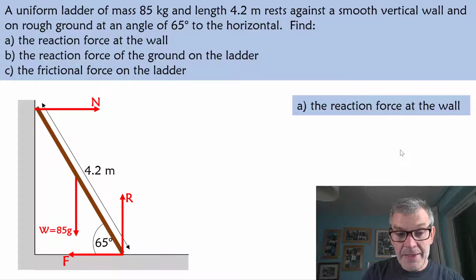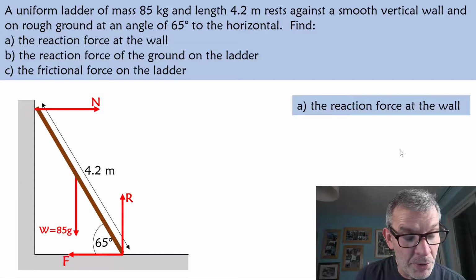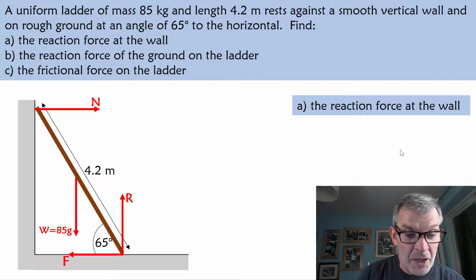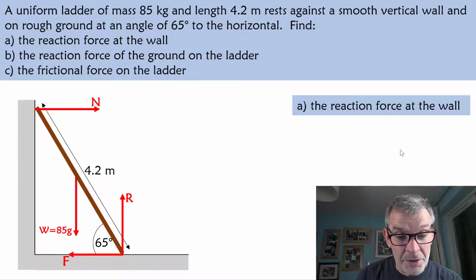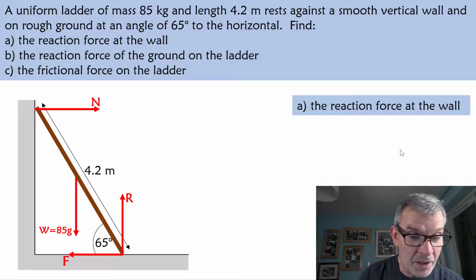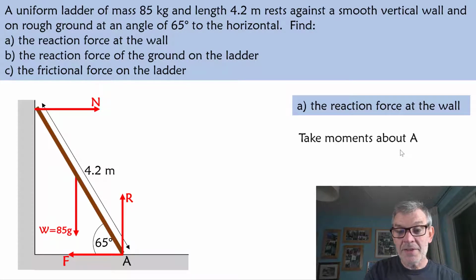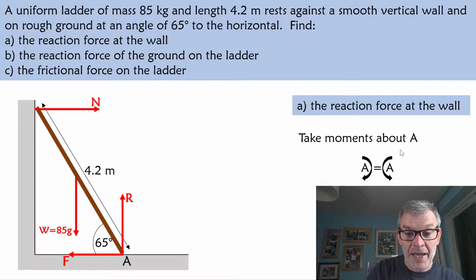The point here is we're going to solve this by taking moments. We can obviously take moments about any point along that ladder. It's always a good idea to identify unknown forces and take moments about that point, because we know that the moments from the unknown forces at that point are going to be zero. So let's take the base of the ladder, let's call that point A. So we can say clockwise moments about A are equal to the anti-clockwise moments about A.